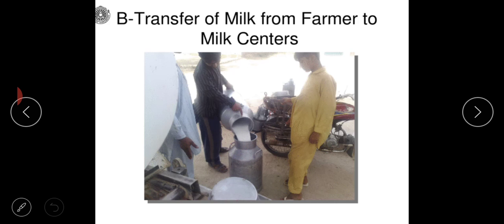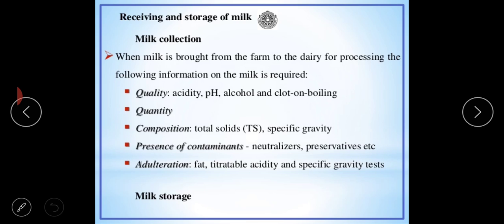So this is a picture showing you how milk is transferred from the producer to the milk centers. Here you can see a person pouring the milk that is collected by him into the big containers or carriers, from which it is taken to the dairy centers or the dairy industry. Once the milk is received, it will be stored properly, and for that storage it has to be processed. So before going to those aspects, let us go through how milk is collected.